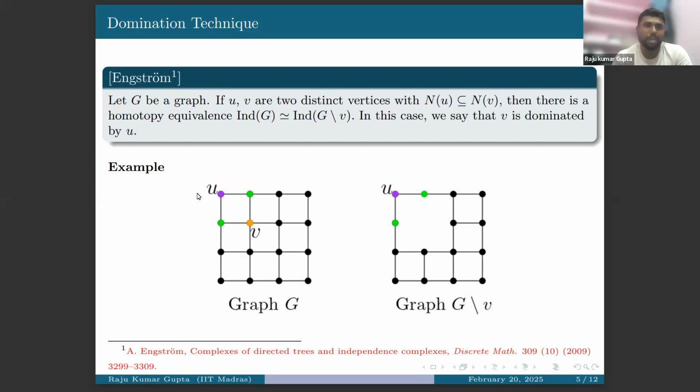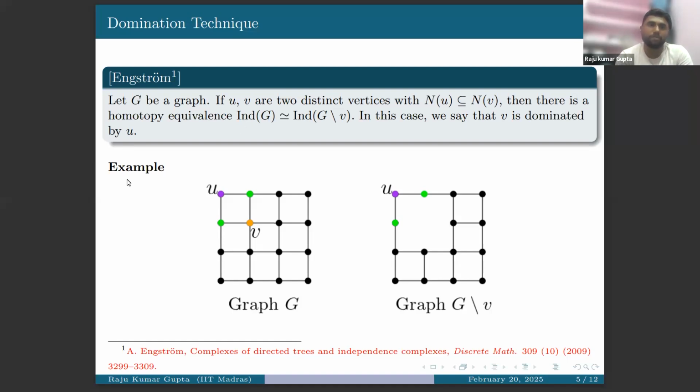Suppose we have a graph G and two distinct vertices u and v with the open neighborhood of u contained in the open neighborhood of v. Then there is a homotopy equivalence between the independence complex of G and the independence complex of G minus v. In this case, we say that v is dominated by u, because all the simplices which contain v can be joined with u and form a simplex in the independence complex of G.